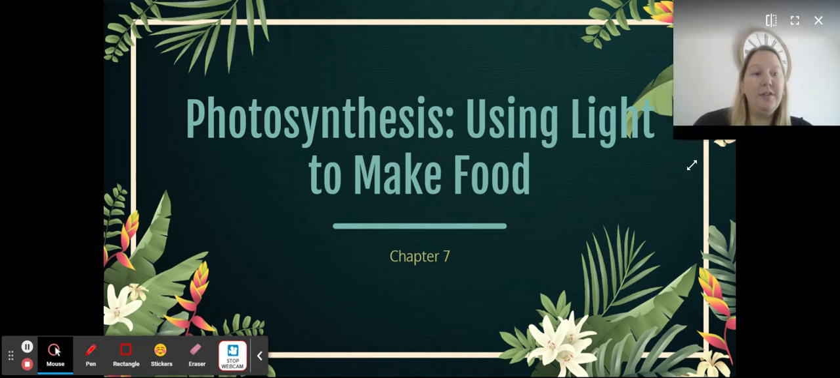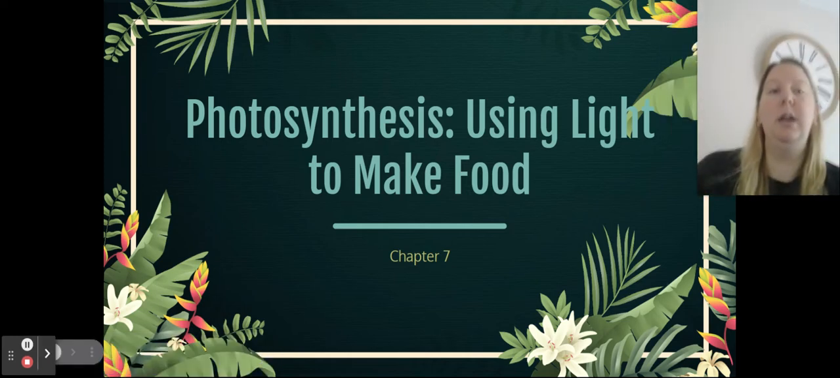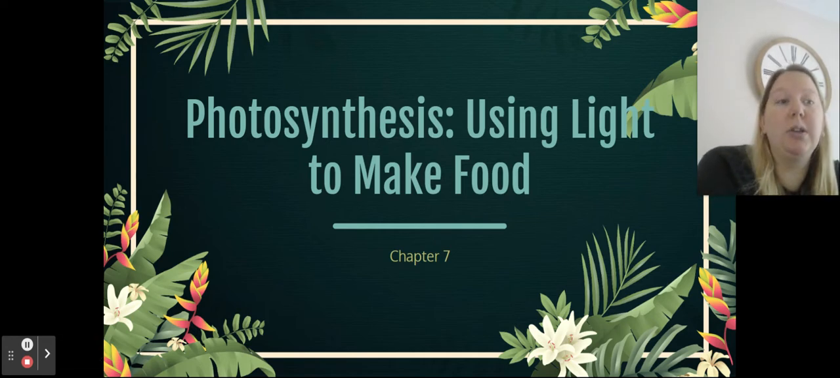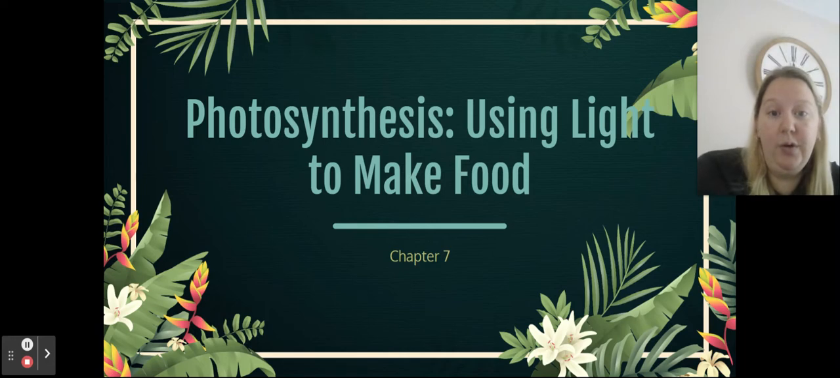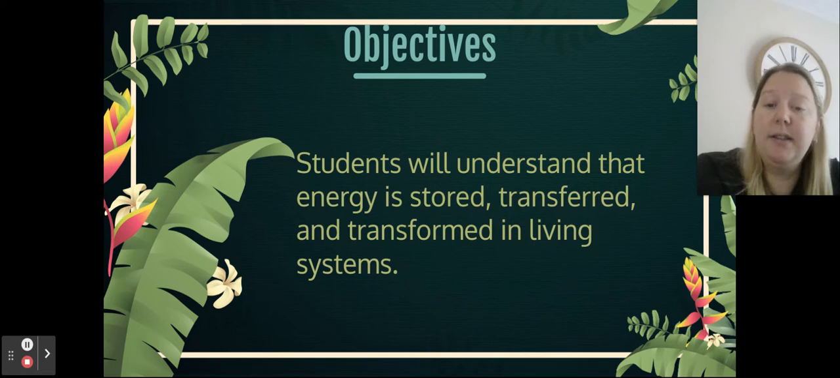So, we have since talked about cell organelles, how cells divide, and how cells harvest energy from food. We're now going to talk about how plants use sunlight to make food. We are still focusing on this objective, that you will be able to understand that energy is stored, transferred, and transformed in living systems.